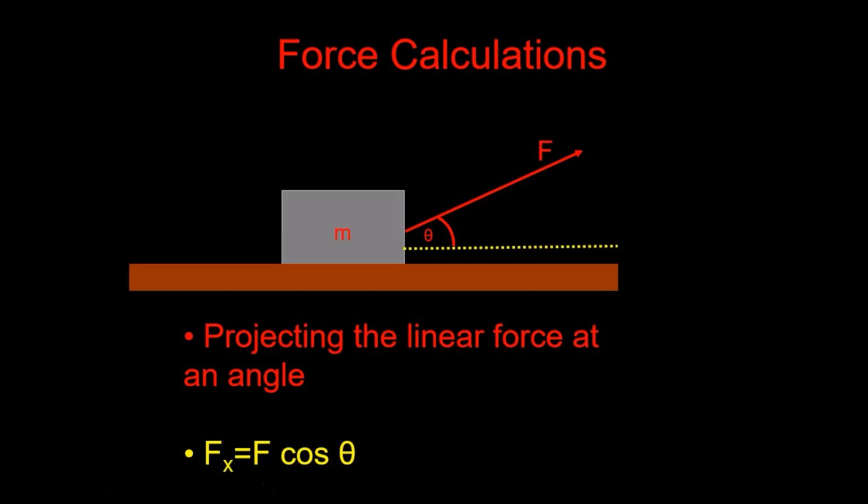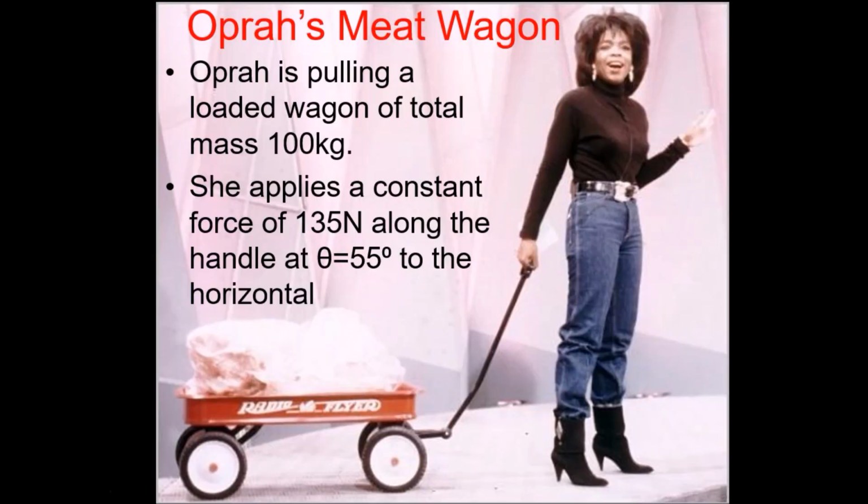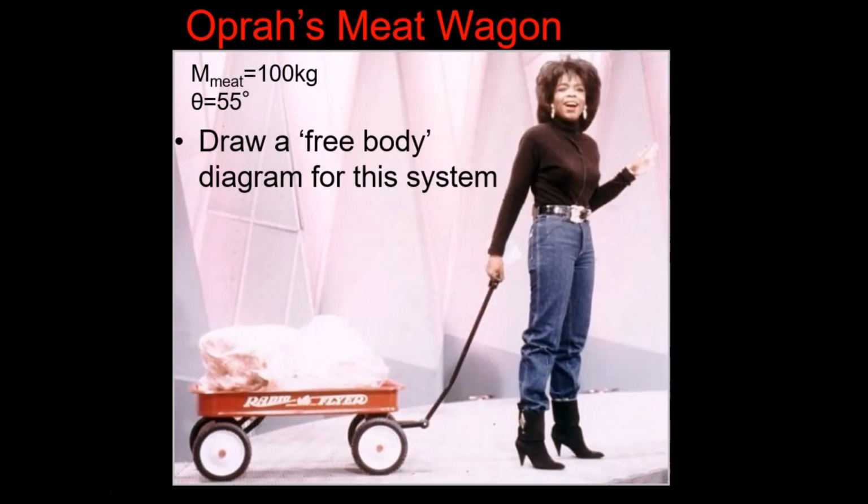So let's take a look at an example, a somewhat odd but realistic example. Here's Oprah Winfrey, and Oprah wants to pull a wagon of meat. Don't ask why. Oprah wants to pull a wagon of meat that has a mass of 100 kilograms. She's applying a constant force of 135 newtons along the handle of this red cart at a 55-degree angle to the horizontal. So we have the mass of the meat. We're ignoring the mass of the cart. We'll assume that that's implied with the mass of the meat. And we have a theta of 55.